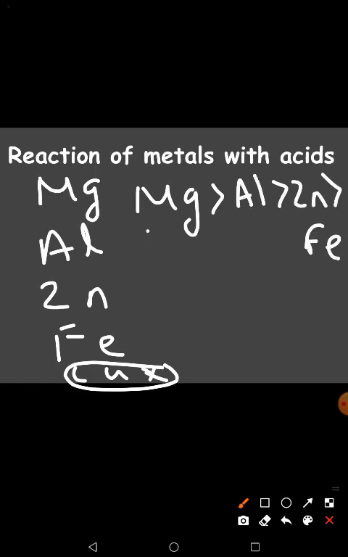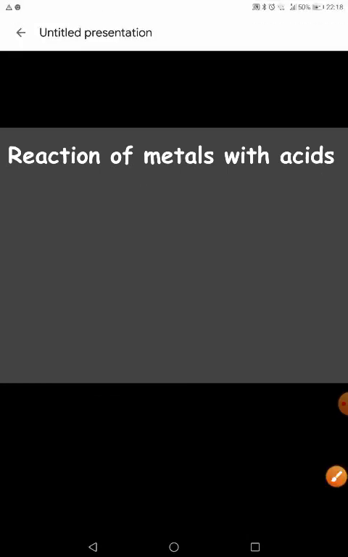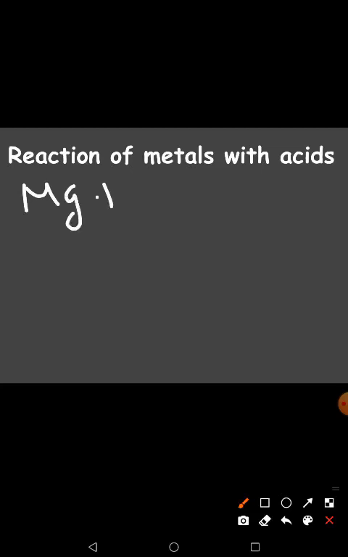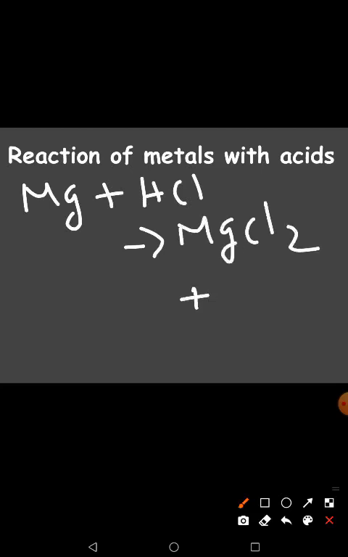Magnesium reacts vigorously with dilute hydrochloric acid, and in your book they have asked you to write the equations of the reaction of these metals with dilute hydrochloric acid. Let me write that for you. First, let me take your magnesium. Magnesium reacts with hydrochloric acid to give MgCl2 plus H2. So let's balance. Here you put a 2.